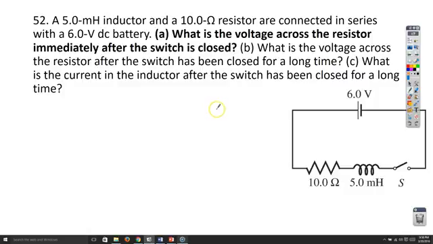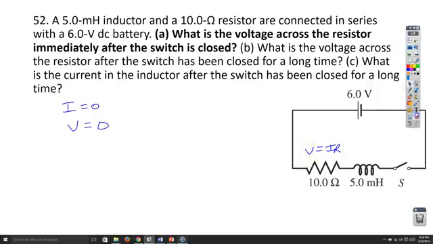Since the current through the inductor must change continuously, the current immediately after the switch is closed is 0. So we know that the current is equal to 0. So the voltage across the resistor has to also be equal to 0 since there's no current running through it. If the current is 0, then the voltage has got to be 0 here also. Remember, V is equal to IR for this guy right here. And if our current is 0, then our voltage has got to be 0.